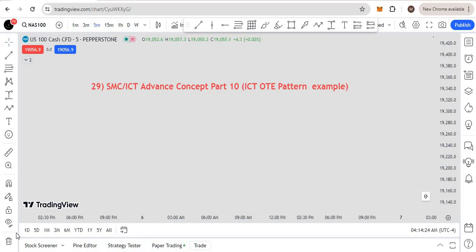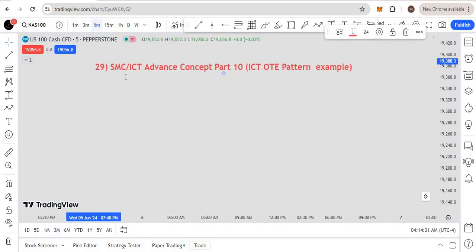Today we have lecture 29 of the ICT A to Z beginner series. In today's lecture I am going to show you an example of ICT optimal trade entry on the NAS 100 5-minute time frame, and I will also show you some settings of our Fib retracement.